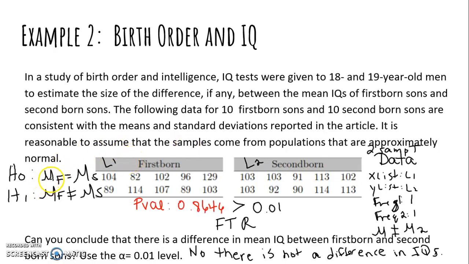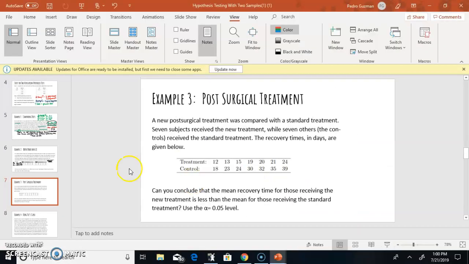Okay, for the null, I put the mean of firstborn is equal to the mean of secondborn, and then for the alternative, because we're trying to conclude that the IQ scores were different from firstborn to secondborn, I put the mean of the firstborn is not equal to the mean of the secondborn. I ran a two-sample t-test and chose data. In L1, I put the firstborn, and L2, I put secondborn. So where it says X list, I put L1, Y list, I put L2. Frequencies of 1 and 2, I put both 1, and then I chose that mean 1 does not equal mean 2.